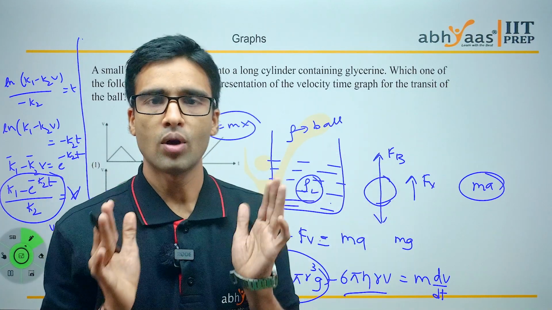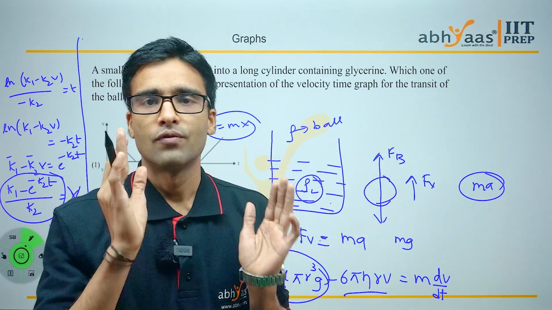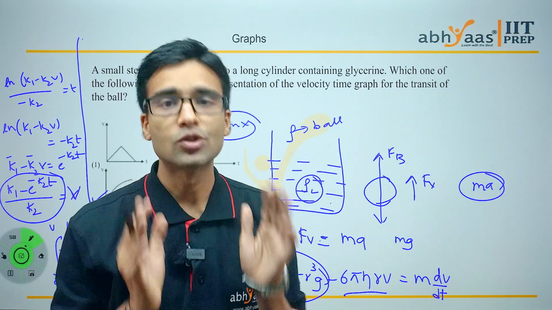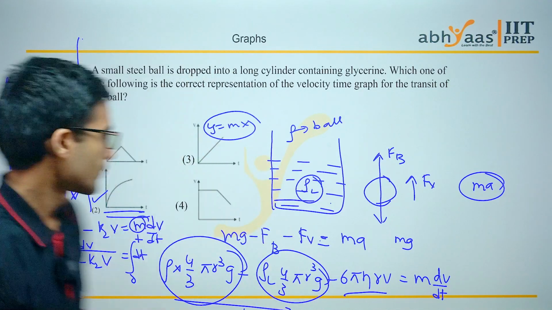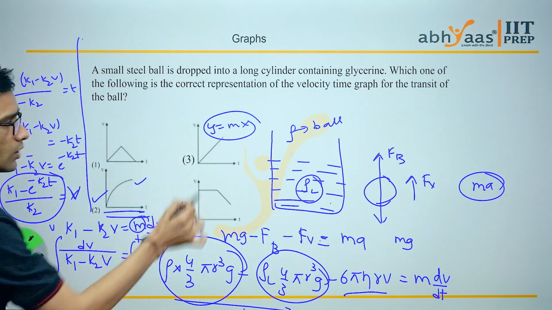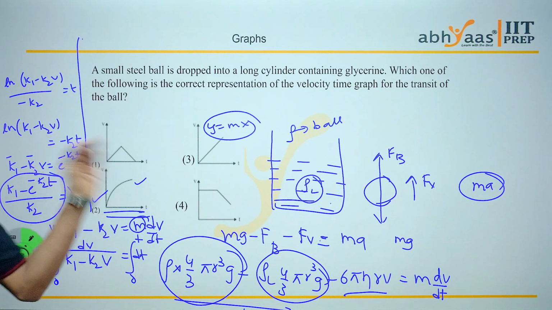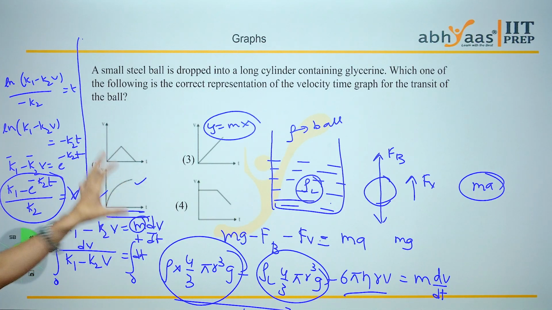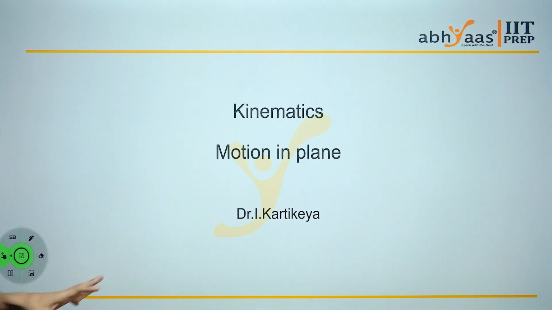Now I hope you understood why this v-t graph is like this, because it is going exponentially. So this is the answer. Everything else is going in the form of straight lines only. This one is going only in exponential form. I hope you understood this one.